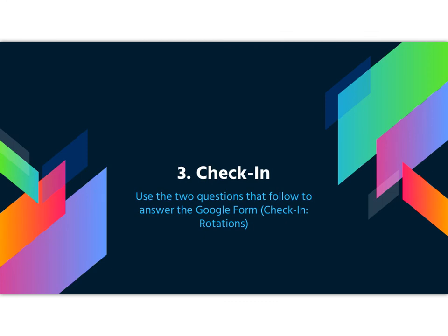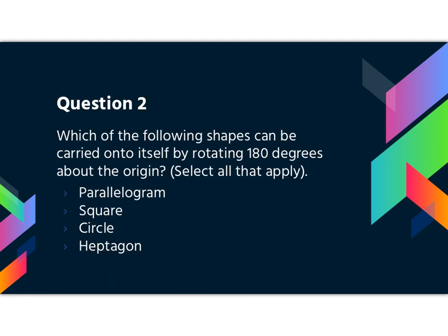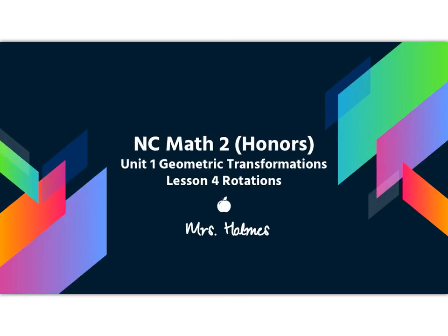Next are the two questions that you'll be answering in the Check-in Rotations Google form. You need to determine what rotation about the origin of trapezoid QRST creates an image with point R prime at 4, 3, given the following coordinates. Q is at negative 3, 2, R is at negative 3, 4, S is at 0, 4, and T is at 0, 1. You also need to determine which of the following shapes can be carried onto itself by rotating 180 degrees about the origin. Select all that apply. This concludes our notes on rotations.